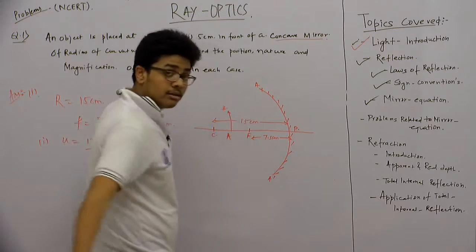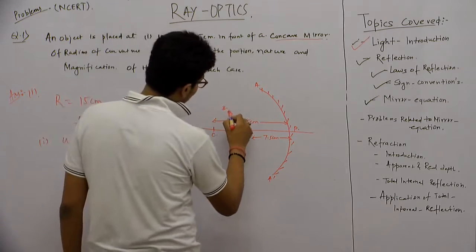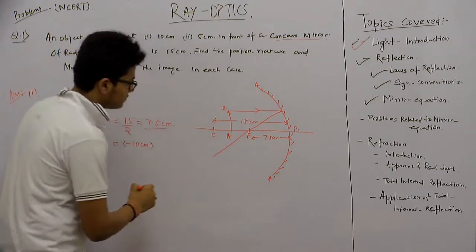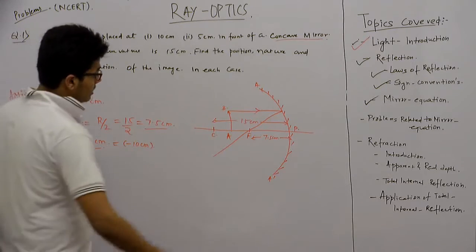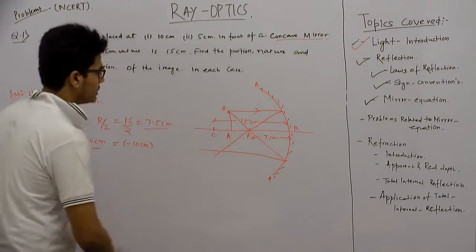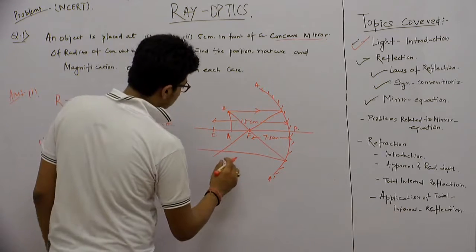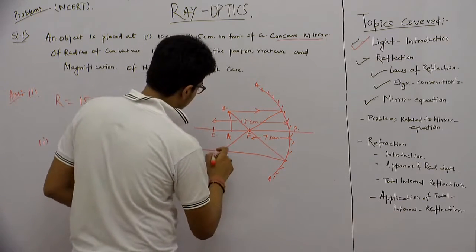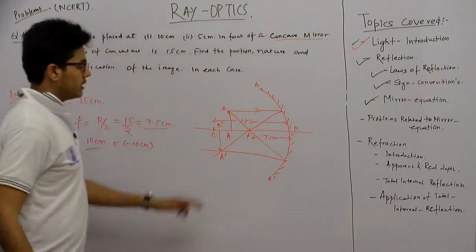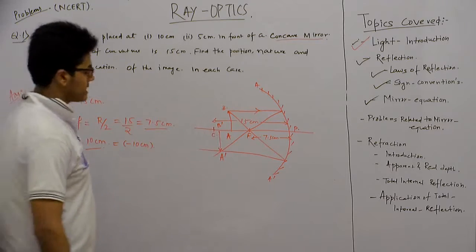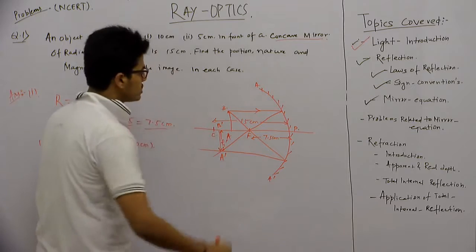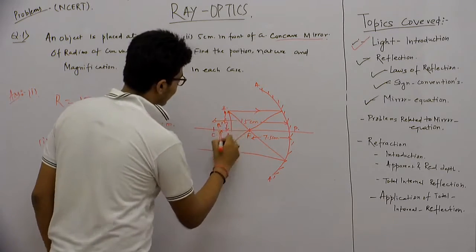So for making a ray diagram, one ray is parallel to the principal axis and passes through the focus. And from this point it passes through the focus and then moves on, coming at this point somewhere. It is denoted as A dash B dash. And the height of the image is H dash, and the height of the object is H.